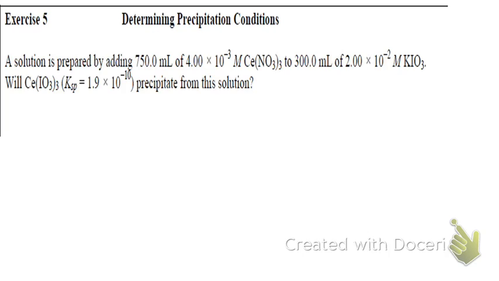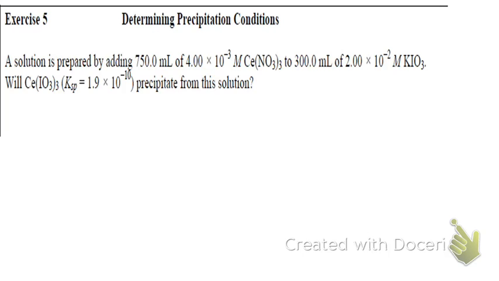Cerium is a real thing? Yeah, it's element 58. That sounds so weird. It's one of the inner transition metals in the F block. So the first thing we need to do is calculate the concentrations that we have of everything. So we're finding Q. Yes, we're going to find Q and compare it to KSP. In order to do that, when we mix these things up, we have to figure out their concentrations. This is going to be a long problem.